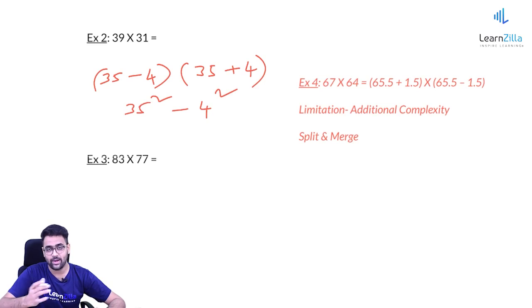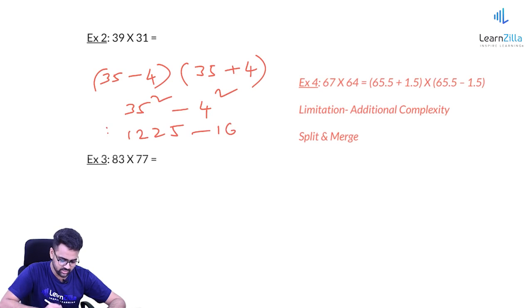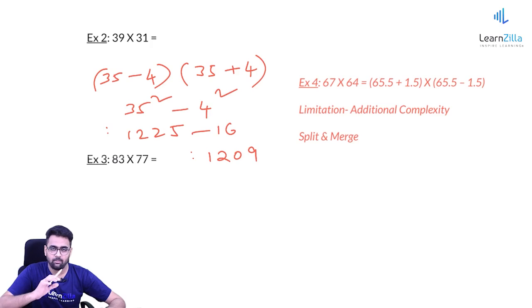Again, squares up to 30 come in handy, but if you learn more, it's always better. 35 square is 1225, minus 4 square is 16. So this difference comes out to be 1209. Again, it's about arranging the numbers and seeing how they are bounded.